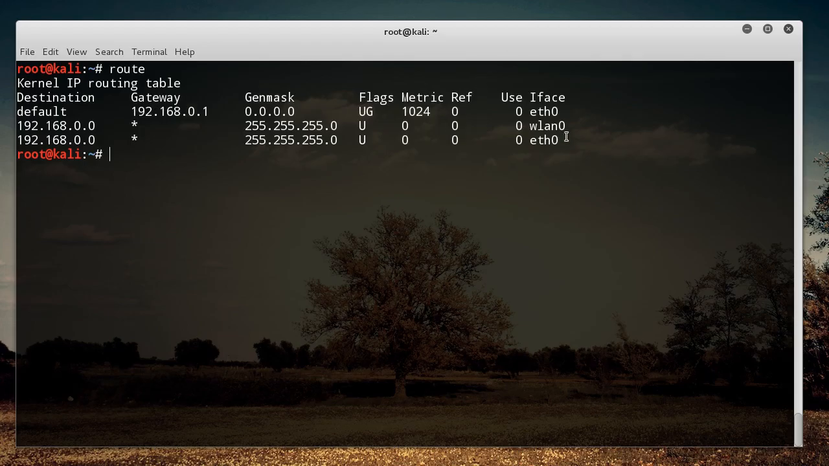Now, the other really important one is this iface, which is interface. And this is just if you have a bunch of different NICs on your computer. I have this one, which is my Ethernet one, and this one is my wireless one. So I'm sure you guys know all about that already.